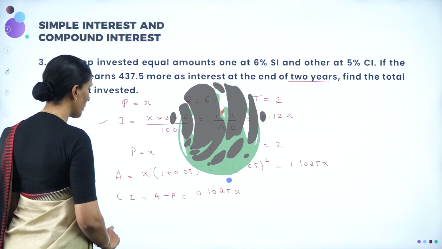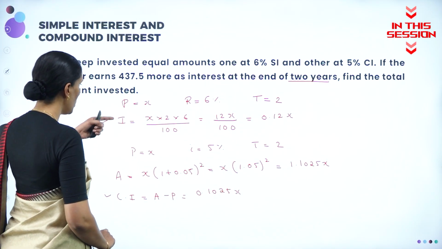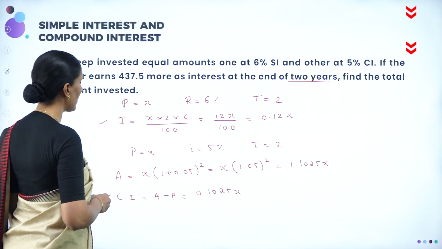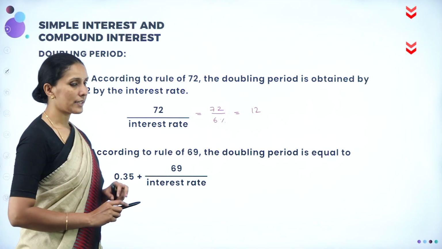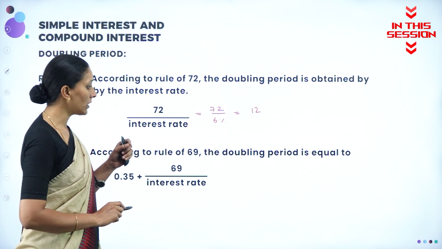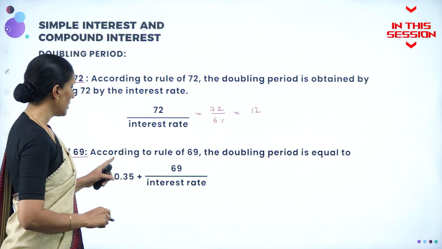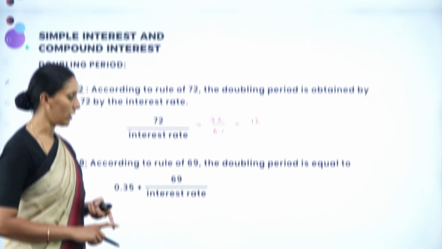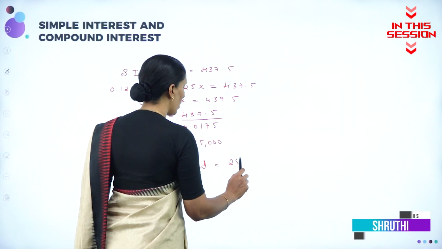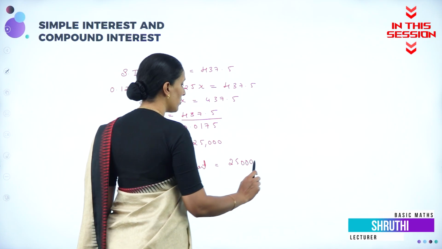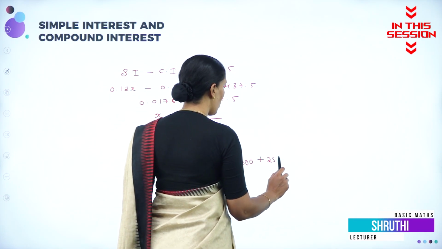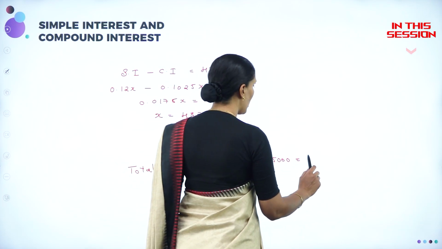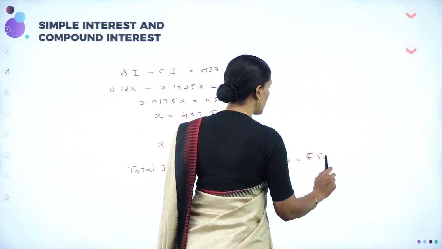Simple interest value is more than compound interest value. So the difference in the amount was given here, that is 437.5. According to the rule of 69, the doubling period is equal to 0.35 plus 69 divided by the interest rate. 25,000 you invest for 6% simple interest, and one more 25,000 you invest for 5% compound interest. So the total value is rupees 50,000.